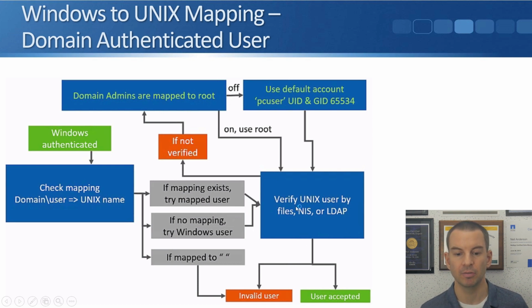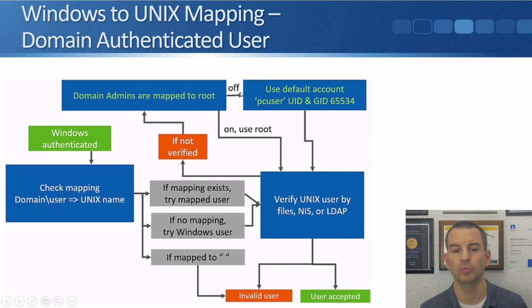Okay, if that does not work, then the next thing that is going to be tried, so here there's not a mapping. Either you have not configured a mapping, or the Windows user does not match with a Unix user. Well, in that case, what's going to happen is it will check to see if domain admins are mapped to root. This is turned on by default. So if that Windows user is a member of the domain admins group in Active Directory, they will be mapped to the Unix root user, and then the system will check and see, does the root user get access to that file or folder? You can turn this off if you want to.